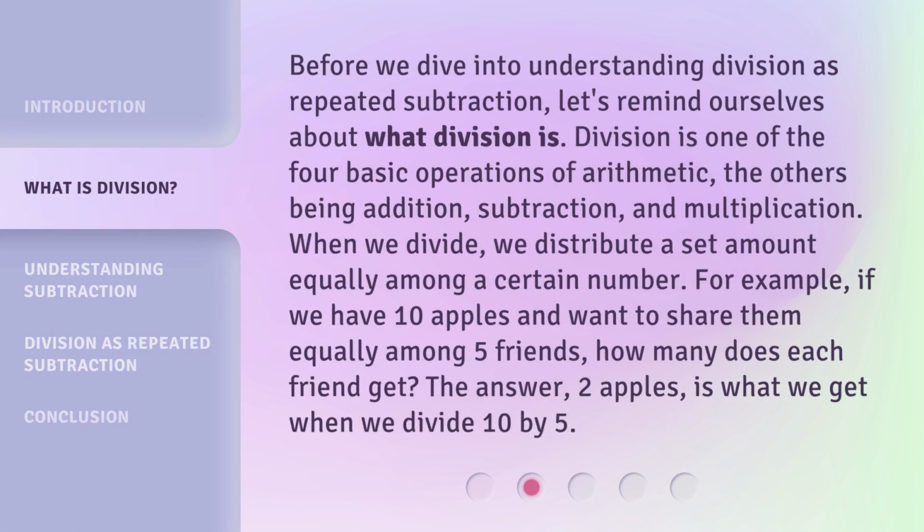Before we dive into understanding division as repeated subtraction, let's remind ourselves about what division is. Division is one of the four basic operations of arithmetic, the others being addition, subtraction, and multiplication. When we divide, we distribute a set amount equally among a certain number. For example, if we have 10 apples and want to share them equally among 5 friends, how many does each friend get? The answer, 2 apples, is what we get when we divide 10 by 5.